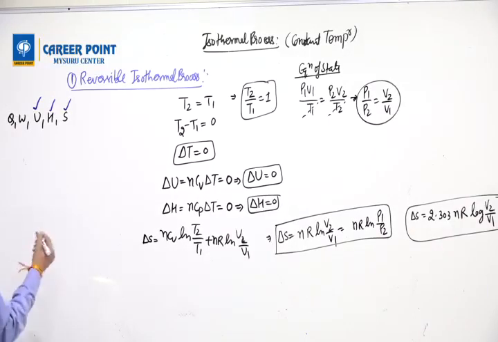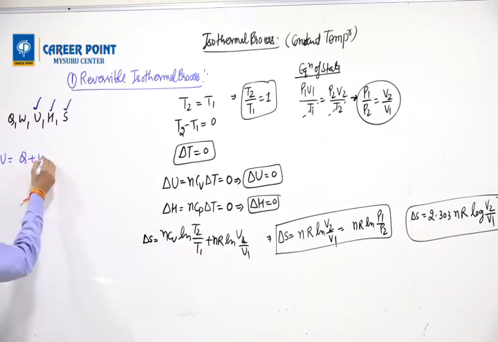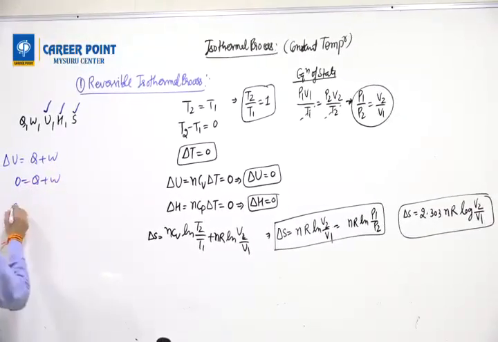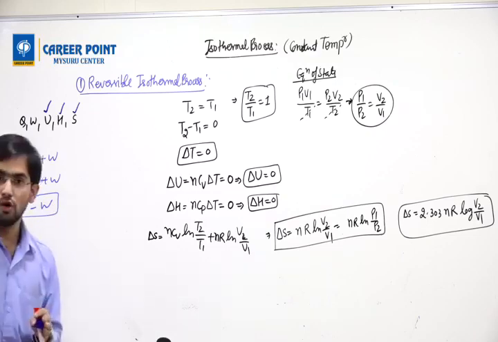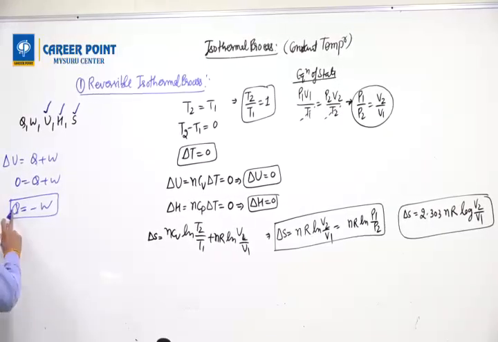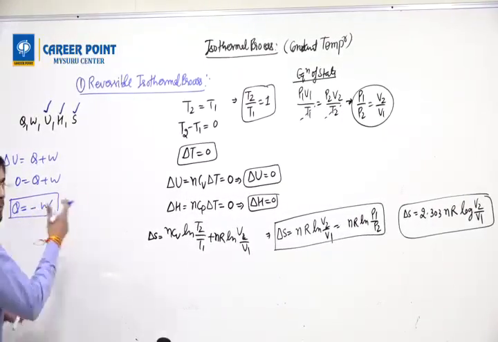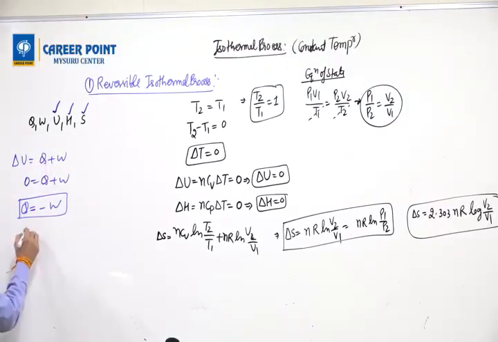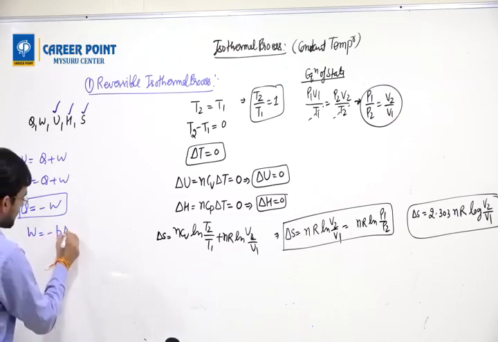To solve for Q and W, I know delta U equals Q plus W. And delta U is 0, just now calculated. 0 equals Q plus W. So Q equals minus W. Now, if you want to find Q, you should know W. Right? Now the W has a formula which I have memorized. The W formula is minus P delta V.